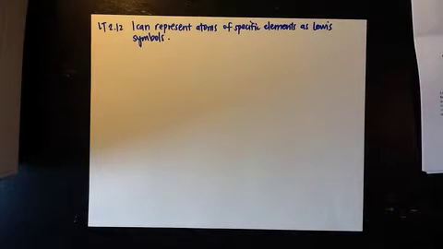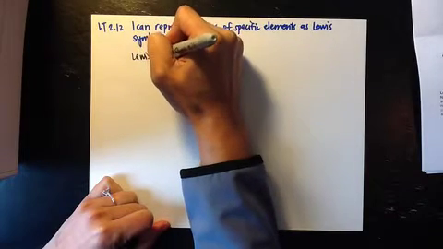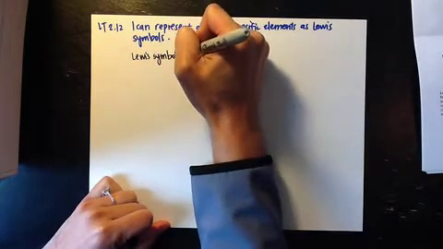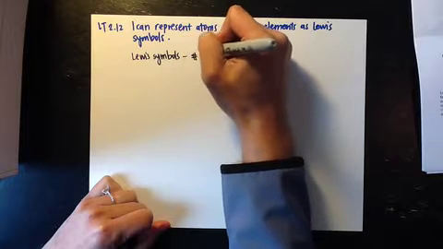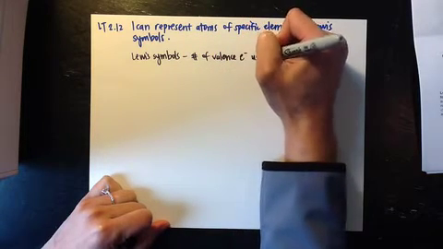Learning target 2.12. I can represent atoms of specific elements as Lewis symbols. So Lewis symbols are great. Lewis symbols tell you the number of valence electrons using dots.